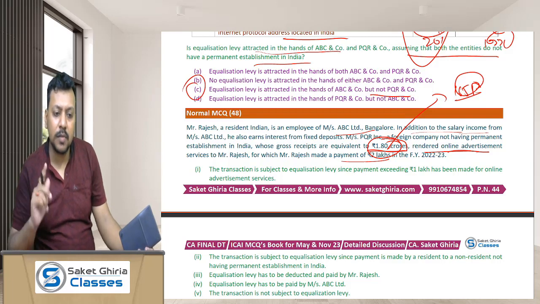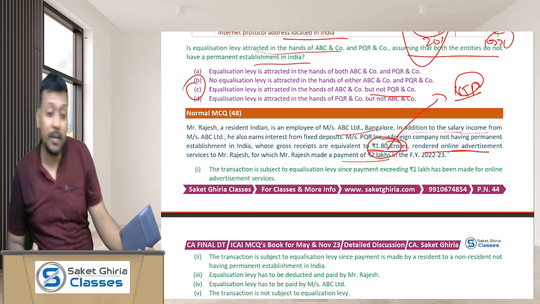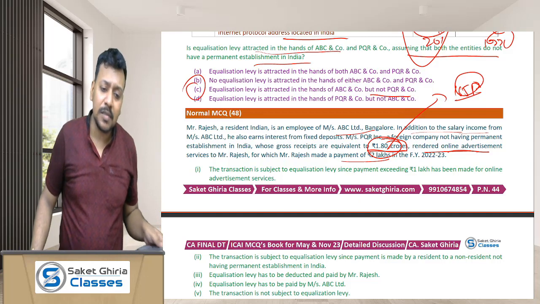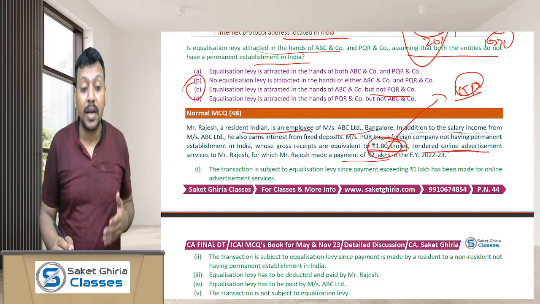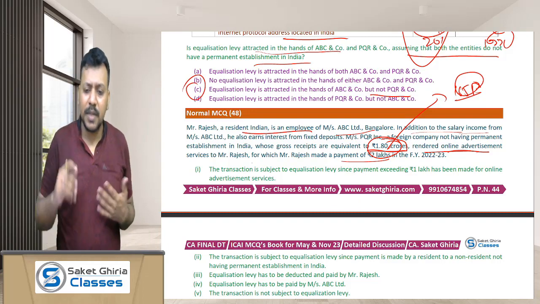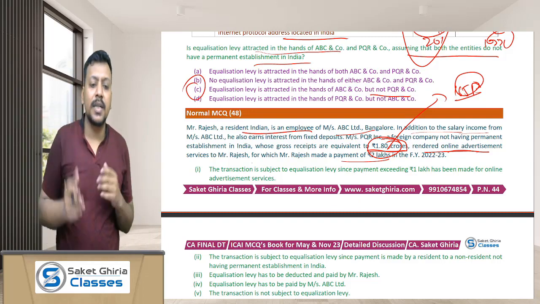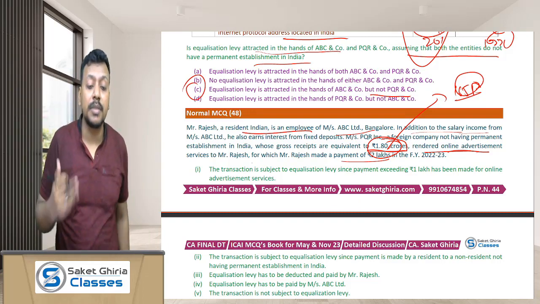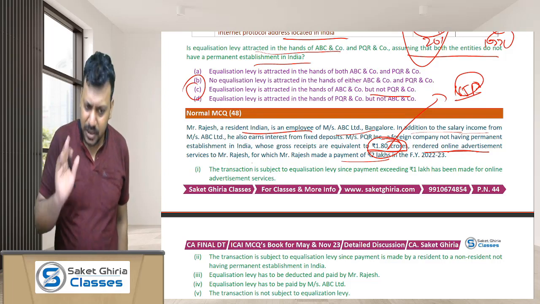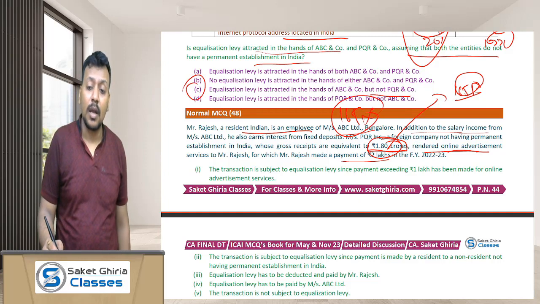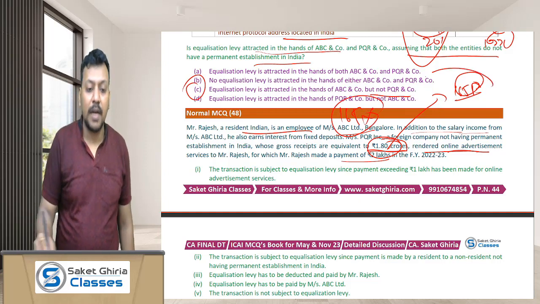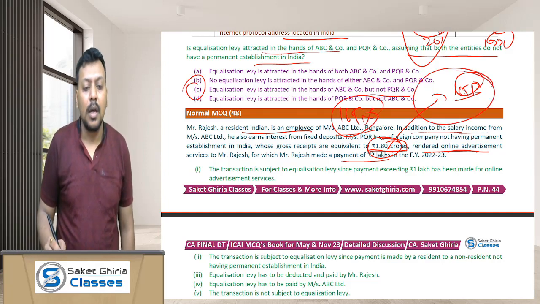But dear, there was one more condition for 165 applicability. What was the condition? That the services should be for business purpose. Here Mr. Rajesh is not doing a business, but he is a salaried employee. Although he has made a payment of rupees 2 lakh for advertisement, that advertisement is not for the business of Mr. Rajesh. So 165 equalization levy is not attracted.